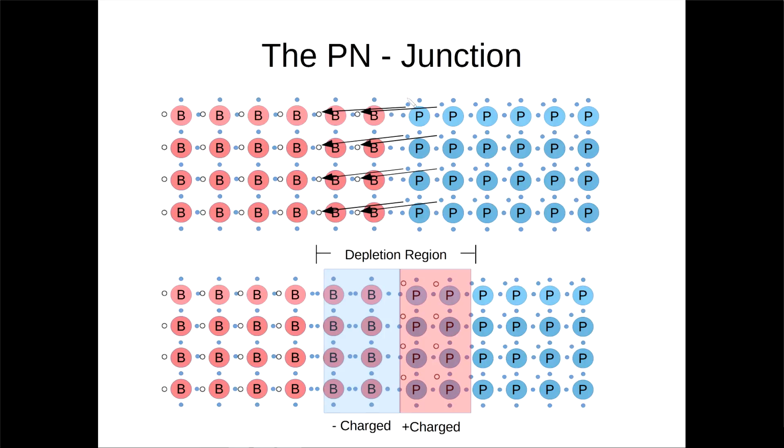These negative charge carriers are going to be attracted to these holes over here, and they're going to want to move. Or we can think of it as these holes are attracted to these negative charge carriers over here, and they're going to swap places. And that's what's going to happen. This happens where these two regions meet, and we call this the depletion region down here.